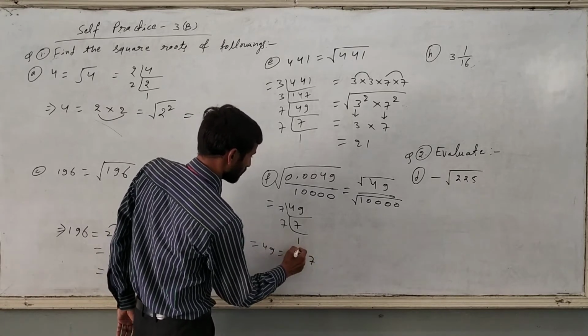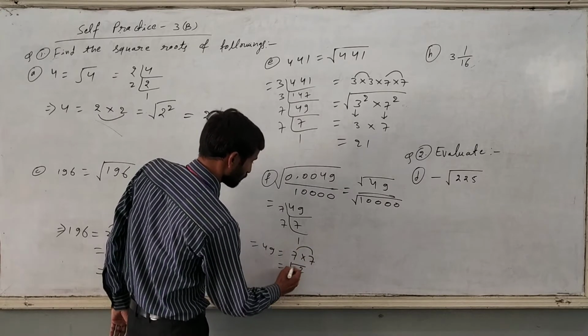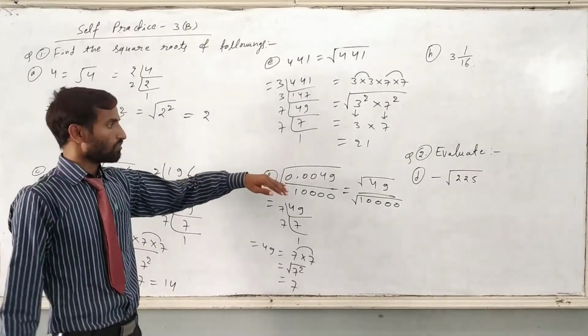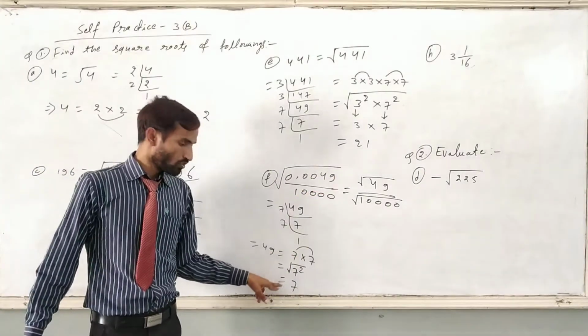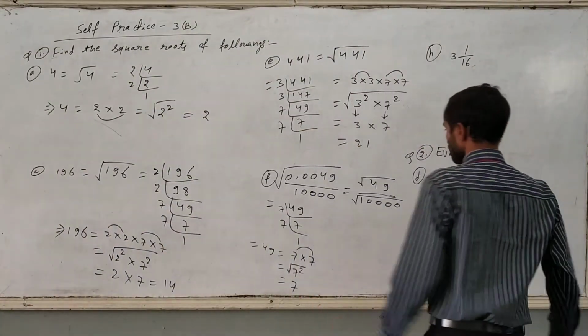7 into 7. It is a pair. So just write down 7 power 2. So square root of 49 is 7. We already get square root of numerator is 7. Now we have to find square root of denominator, that is 10,000.